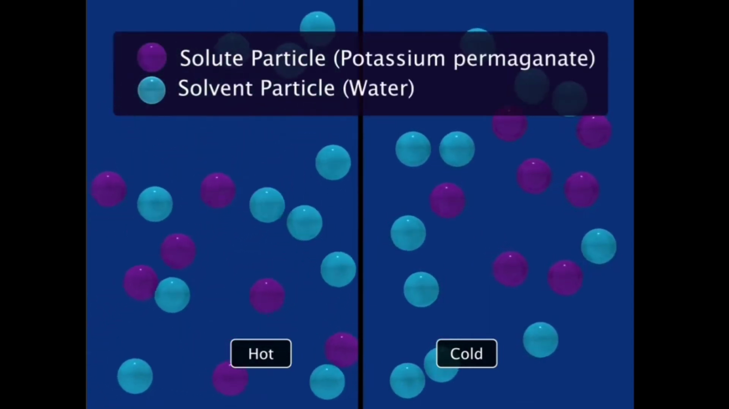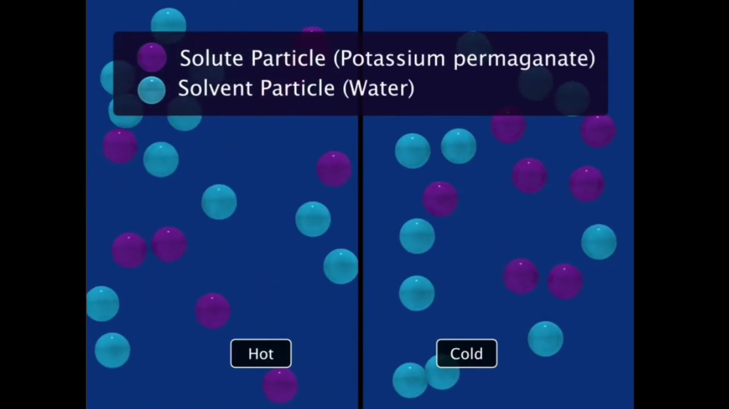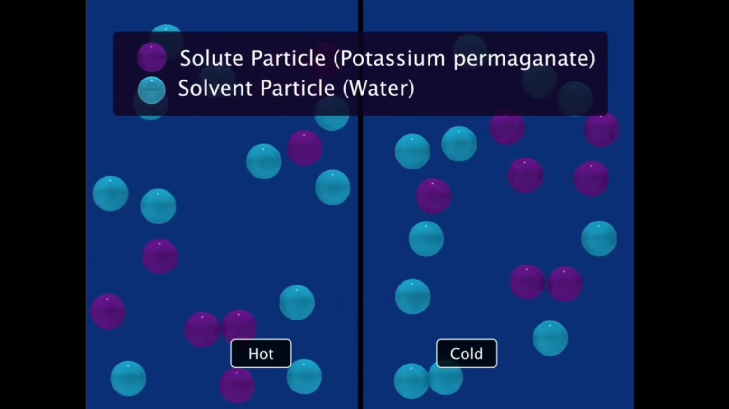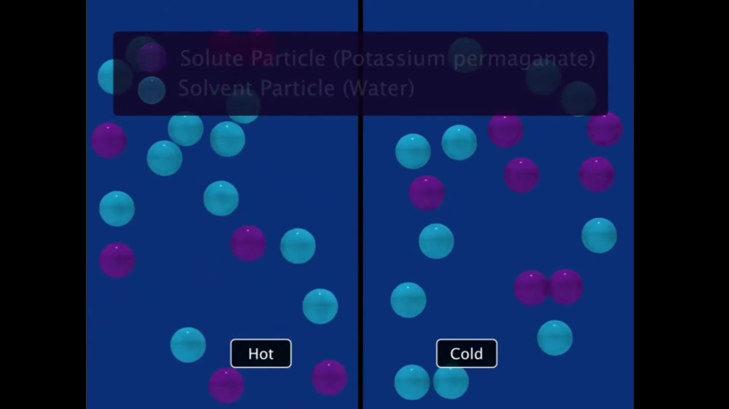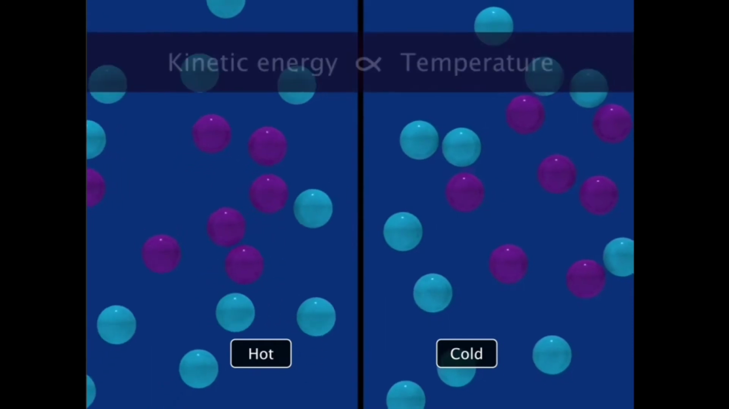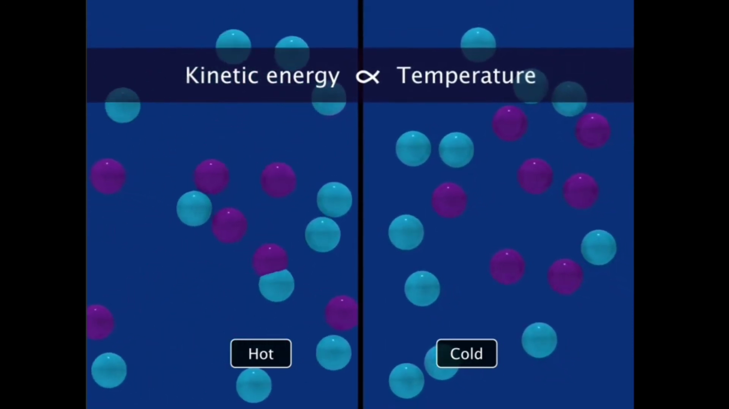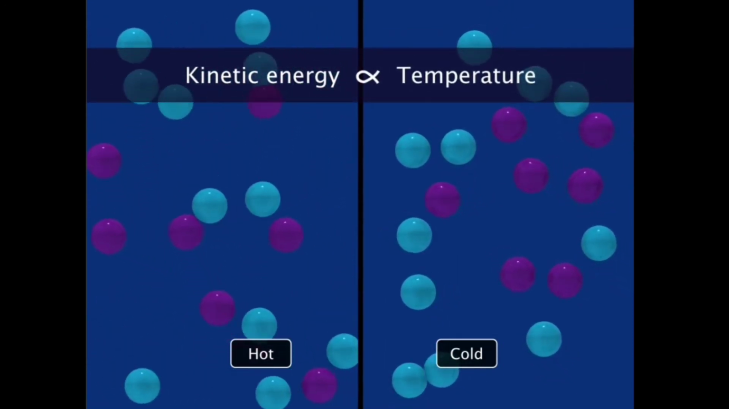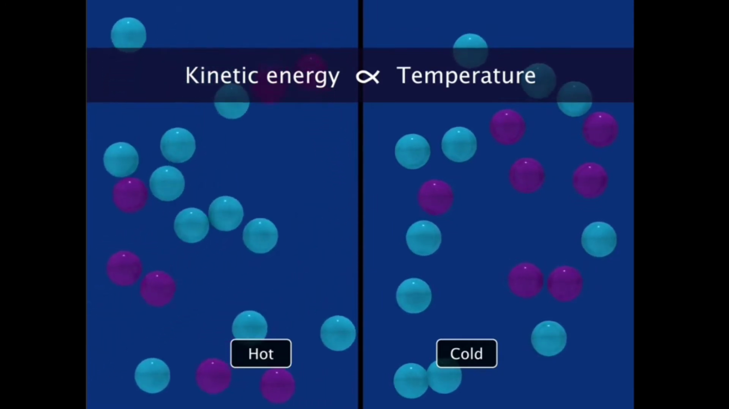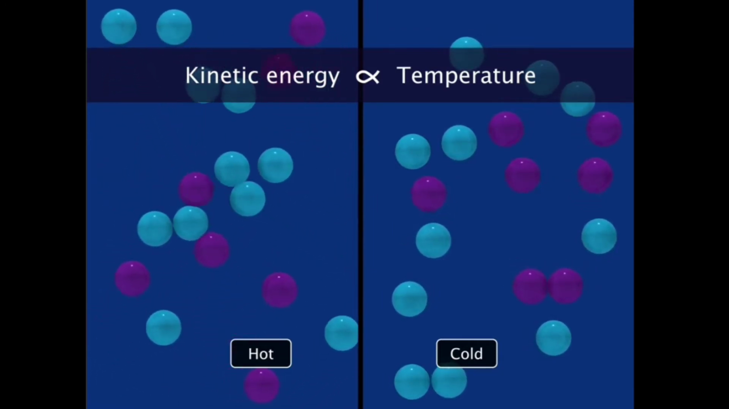When we increase the temperature, the kinetic energy increases, and hence the speed of the particle increases. Higher temperature increases the kinetic energy of the particles, so that they diffuse quickly in hot water.